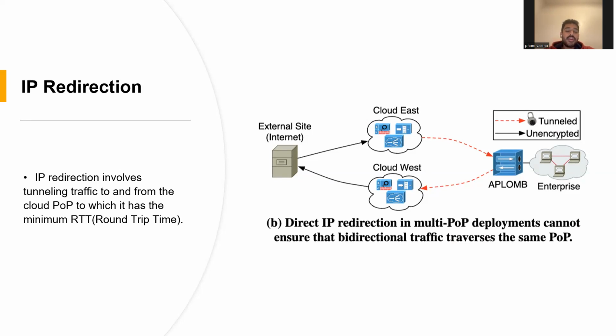And coming to the next one, we have another case called IP redirection. Here, IP redirection involves tunneling traffic to and from the cloud POP, which is different from the above case, which has the minimum RTT. Here, RTT means round trip time.